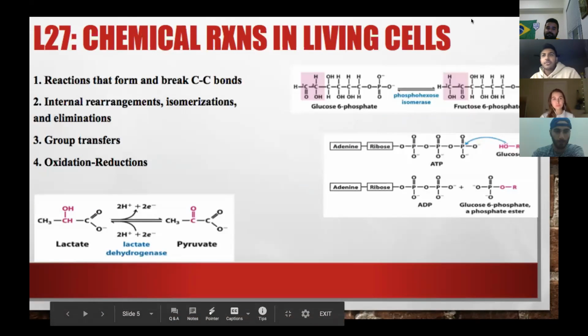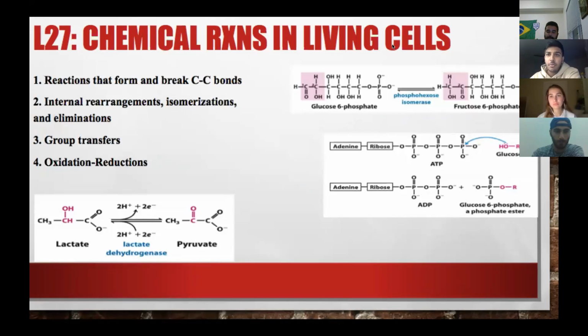In terms of chemical reactions, I just want to quickly go over that there are reactions that form and break carbon-carbon bonds. You're also going to see a bunch of rearrangements, and you'll see this in glycolysis, which I'll be covering next, like the isomerases. You have group transfer, right? If there's a molecule with high group transfer potential, you're going to be transferring that phosphoryl group in order to make ATP. And then you also have oxidation-reduction reactions as well.